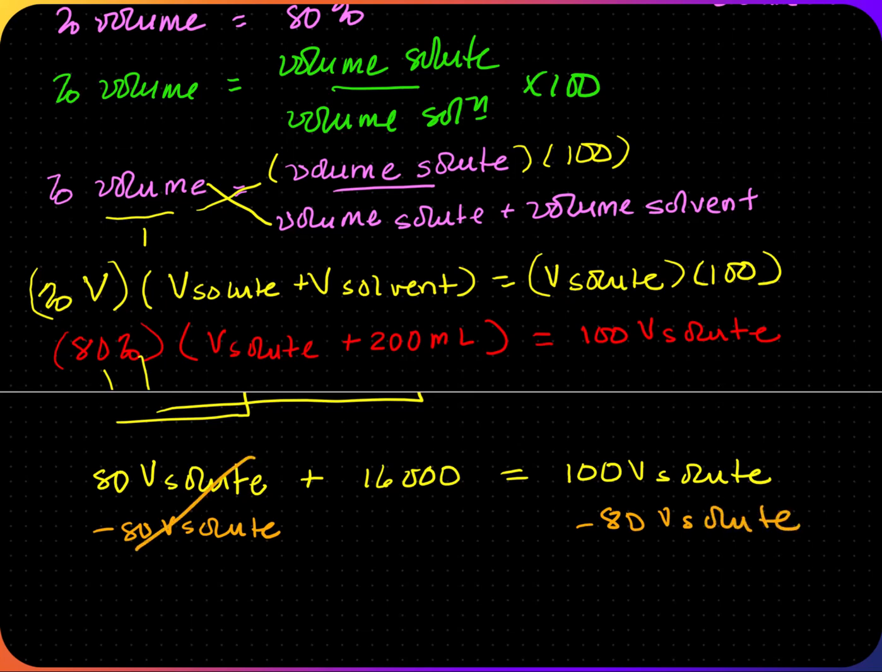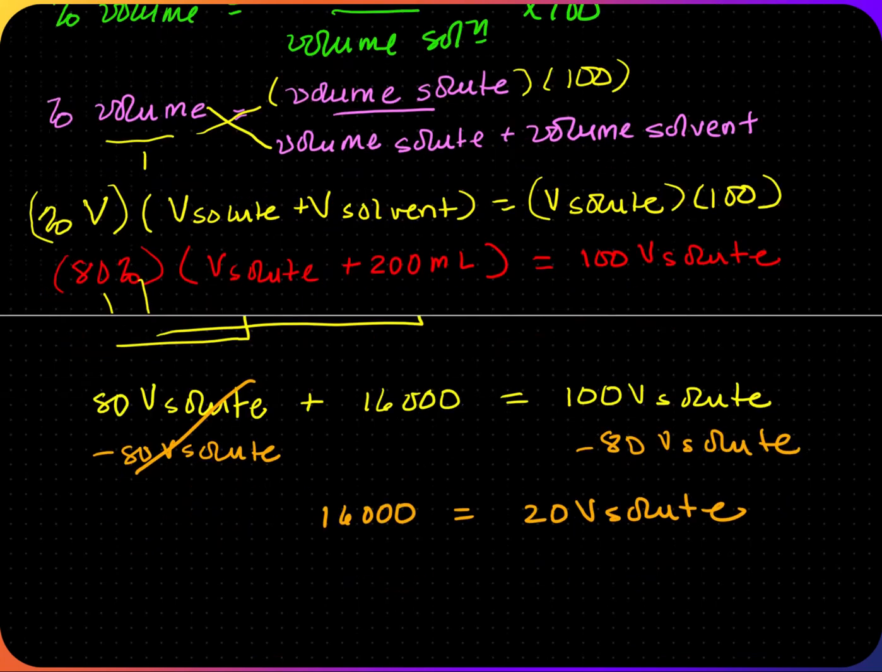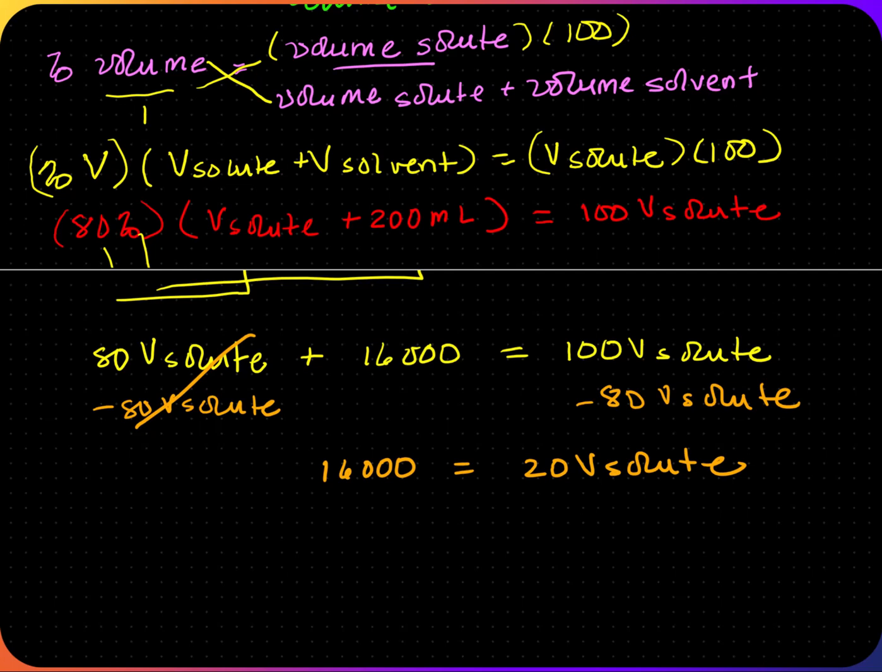The 80 on the left side cancels out. So we end up with 16,000. And on the right side, 100 minus 80 is 20 V solute. Next, we're going to isolate V solute by dividing both sides by 20. So V solute equals 800 milliliters.